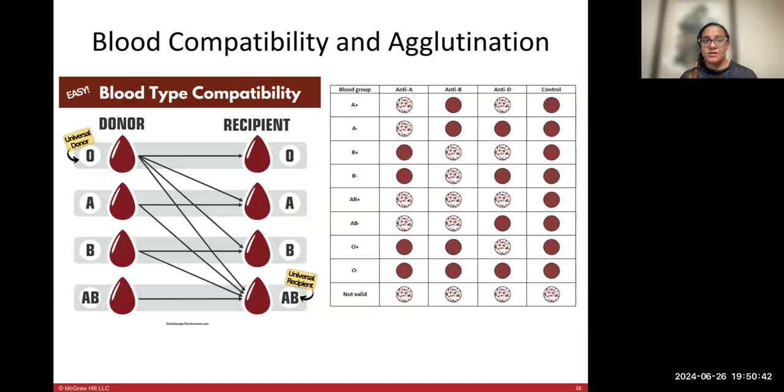These are blood compatibility charts, just in general. O is the universal donor, can donate to everybody else. AB is the universal recipient, can receive from anybody else. And then on the right is a chart. When you see the little dots, that is agglutination represented. They're tiny little blood clots that are sticking together.